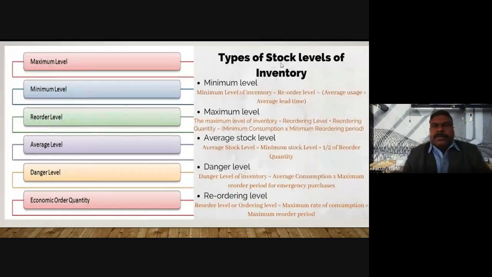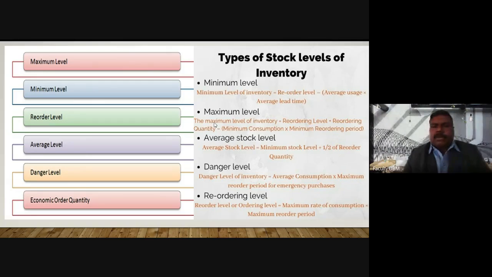And we can see some stock levels of inventory: maximum level, minimum level, reorder level, average level, danger level, and economic order quantity. Minimum level of inventory equals reorder level minus average usage into average lead time. And the maximum level of inventory is reorder level plus reordering quantity minus consumption into minimum reorder period. So these are some calculations of how we calculate the levels of an inventory.